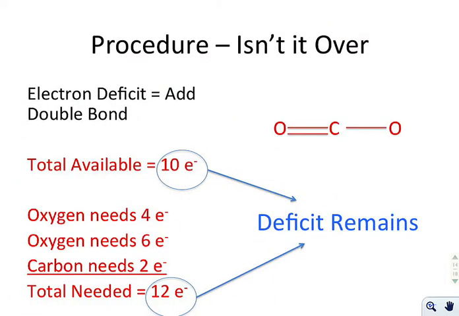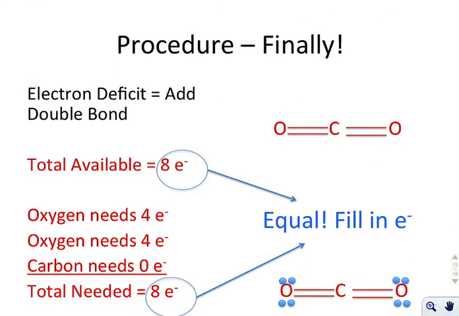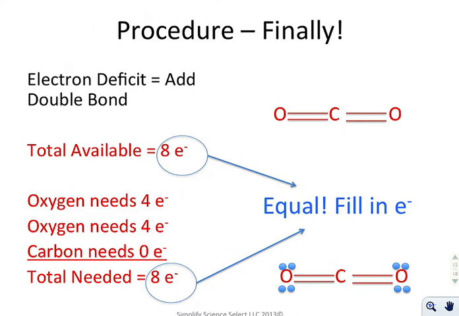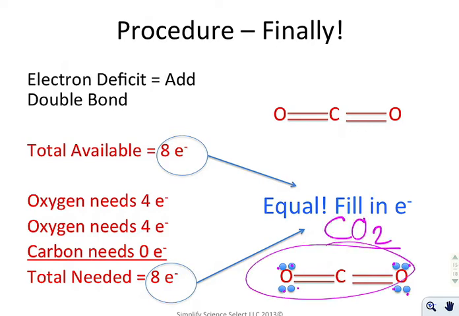So this is what we talked about. We saw that we had an electron deficit, we repeated our process, and then finally we have 8 electrons available and we needed 8 electrons. So we can fill them in, and this is the structure of carbon dioxide: a carbon with 2 double bonds, 1 double bond to oxygen and 1 double bond to oxygen.